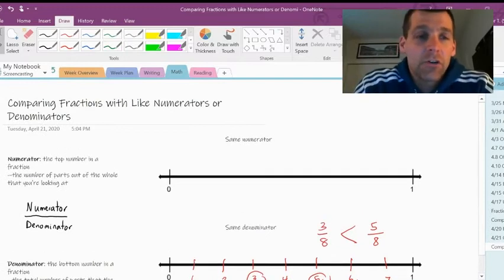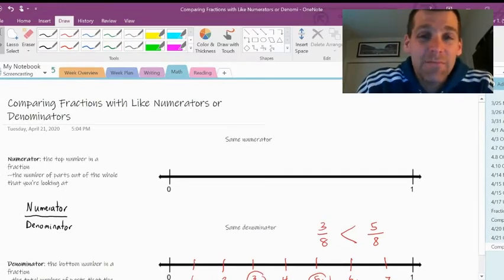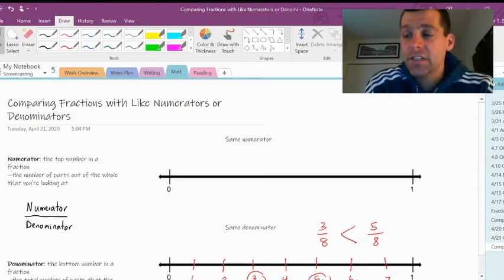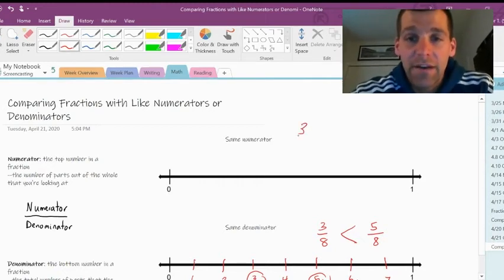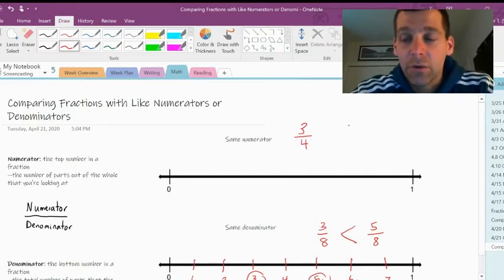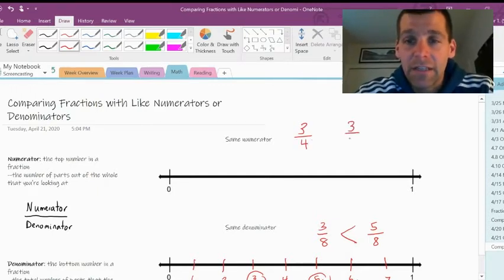Here we're now going to look at our numerator when we have the same numerator. Let's do one that's going to be relatively easy. We're going to go with where we have 3s. This here being 3/4, and then we're going to look at 3/8.